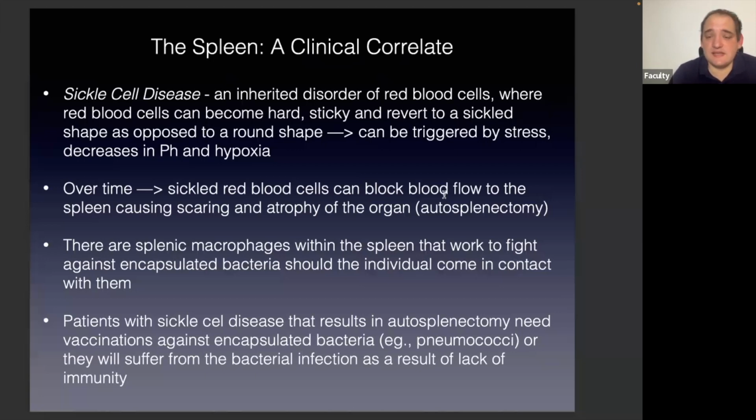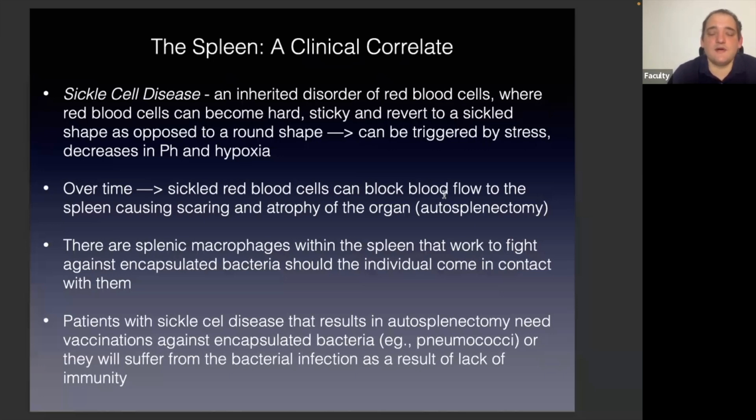In someone with sickle cell disease, they have round red blood cells, but when they come under stress, that can be physiological stress, decreases in pH, which means a more acidic pH, or hypoxia, which means lack of oxygen in the blood, which usually comes with stress, high altitude. What happens is that due to the genetic variation and the genetic coding of the red blood cells missing the valine part, the red blood cells can actually become hard. They can become a little bit sticky, and they revert to a sickled shape as opposed to a round shape. So they kind of become like a crescent-looking moon, which is why it's called sickle cell disease.